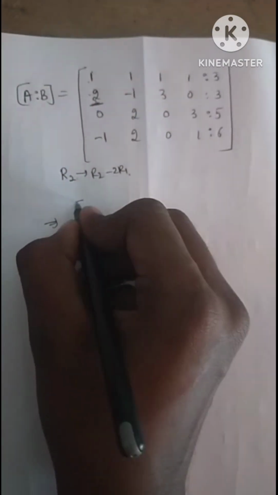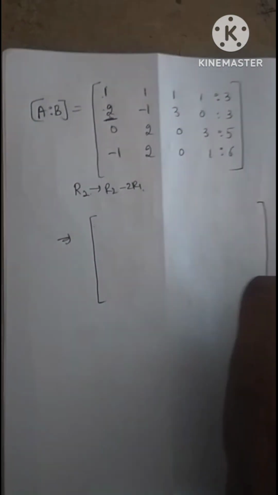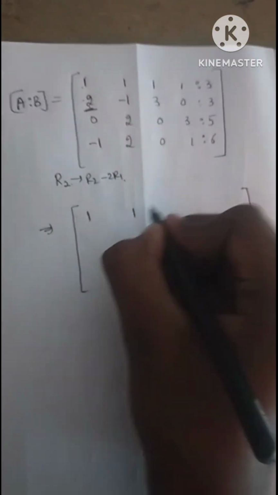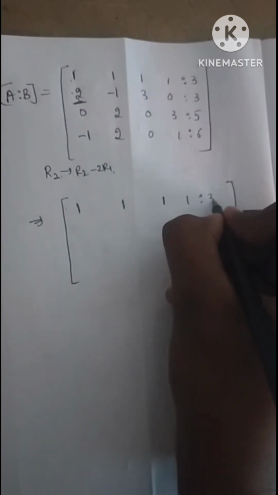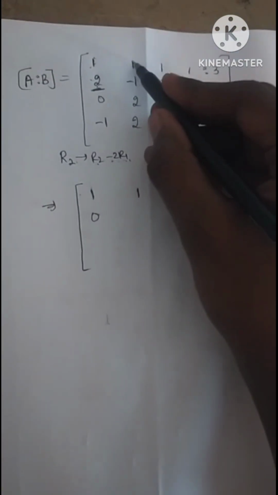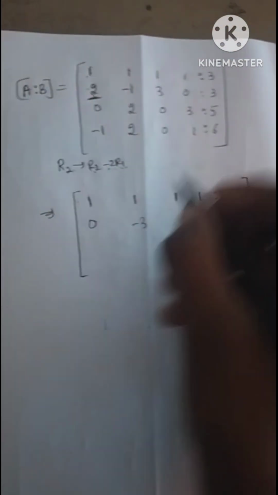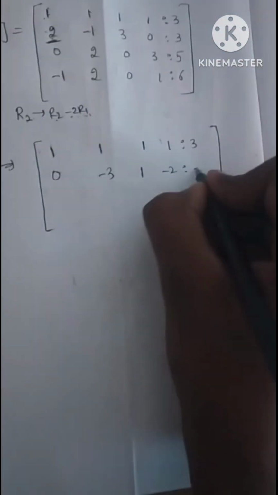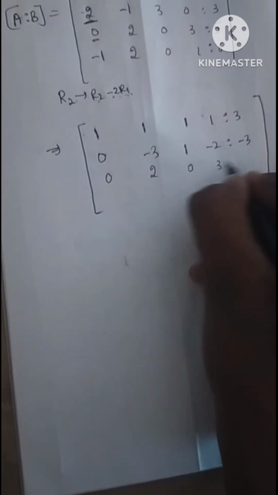Keep R1 the same: 1 1 1 1 and then 3. Next R2 is R2 minus 2R1, so 2 minus 2 into 1 is 2 minus 2, which is 0. Next, minus 1 minus 2 into 1, so we get minus 3. 3 minus 2 into 1, 3 minus 2 is 1. 0 minus 2 into 1, so minus 2. 3 minus 2 into 3, 3 minus 6 is minus 3. Now this is already 0, so let us write it the same: 0, 2, 0, 3 and then 5.